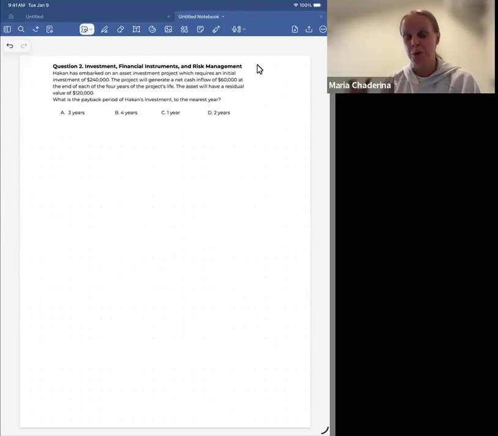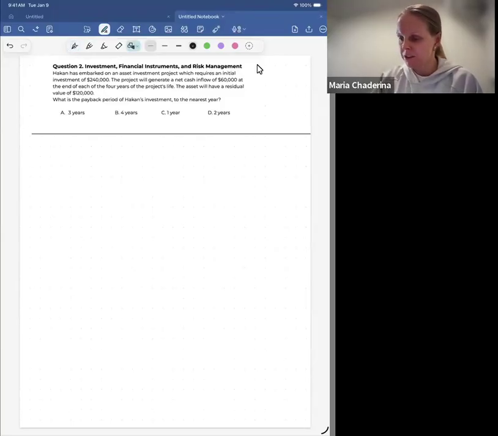visualization of this problem. Whenever I have a question with cash flows related to a project or an investment, I like to start with drawing a timeline of these cash flows. So we have a project that lasts how many years? 4 years. At date 0, we have an original investment of $240,000. I'm going to abbreviate it 240K. K here stands for thousand.